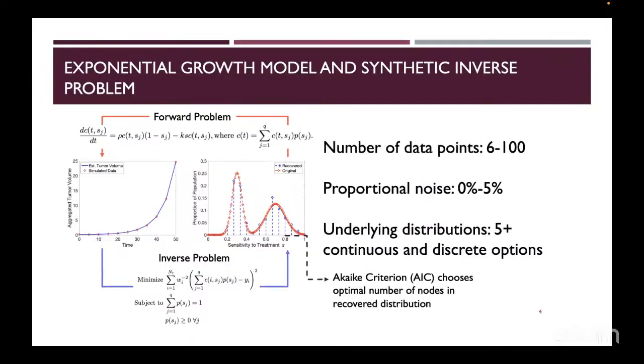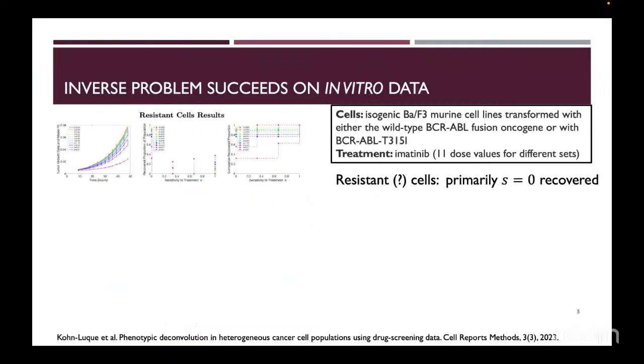So to do this all with synthetic data, we tried a number of different data points, going from as low as 6 to as high as 100. We explored different levels of proportional noise. We used a bunch of different underlying distributions, including both continuous and discrete options. And finally, I mentioned we don't have to know a priori a number of nodes in the mesh for the distribution. That's just because we're using AIC in this case. We can also just use lowest error. They both tell the story pretty clearly. So we succeeded with synthetic data. Now it is time to discuss what happens with in vitro data.